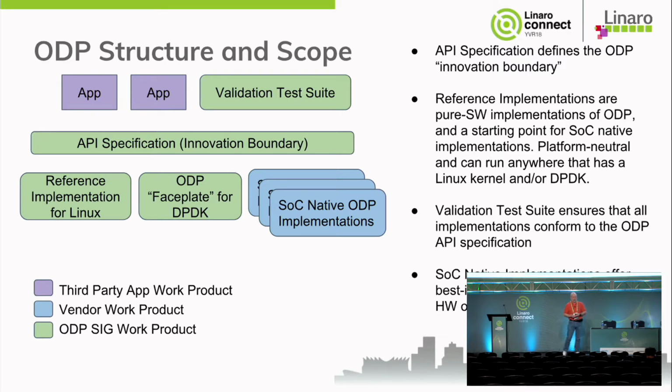The blue items here are the secret sauce that platform vendors provide, which is native implementations of ODP that offer that real acceleration capability. And then the final green piece on top is the validation test suite. So it's great to have all these different implementations of the API, but the question is, how do you know that they all are correctly implementing it? Well, we provide an open source reference validation suite, which can be used by both vendors and implementation writers, as well as application developers, to verify that implementation X actually conforms to the API.